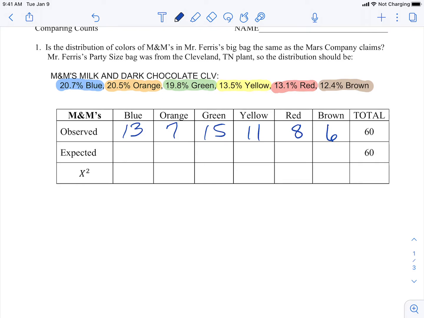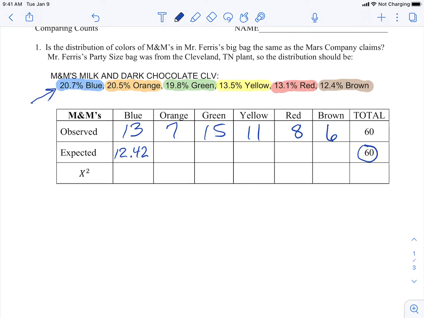The expected blues is 20.7% out of 60. So 20.7% out of 60 turns out to be 12.42. And I believe that's the exact answer. We did not round at all. You should always write your expected counts in decimal form because usually they are. Usually they're not going to come out exactly the same, especially with crazy percentages like this.